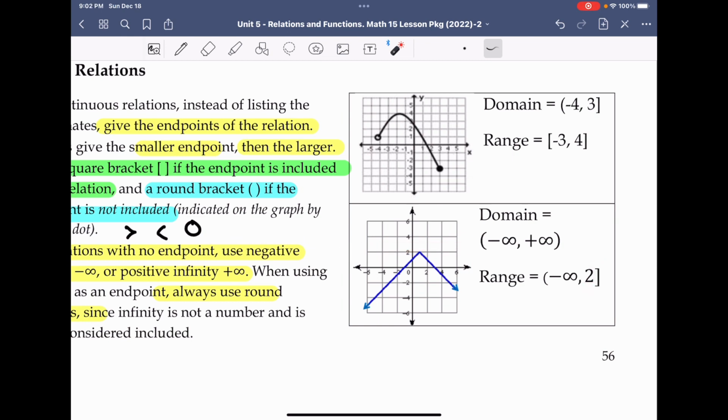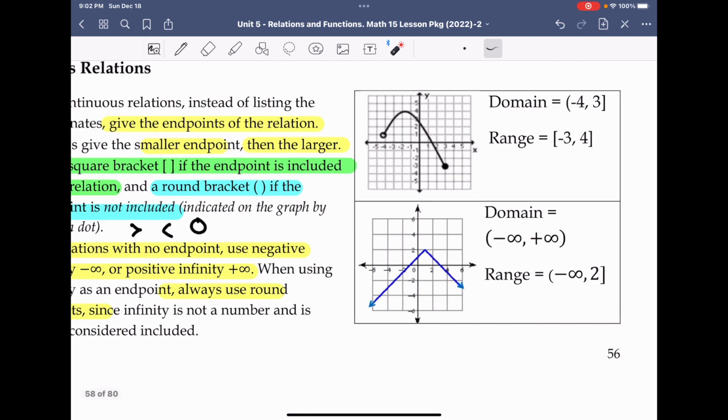Now, something to note, it's always minimum to maximum. Regardless of whether it's the domain or the range, it's always your minimum value to your maximum. Negative infinity is considered a minimum value. This is our maximum height. Domain, minimum, which is negative infinity. Maximum, which is positive infinity.